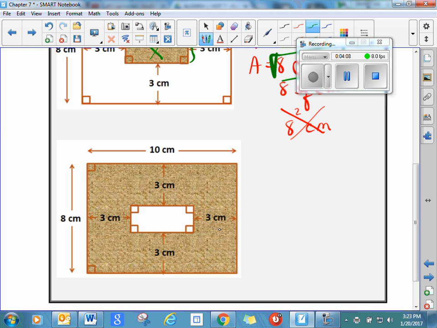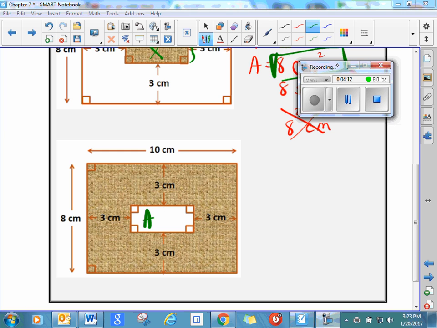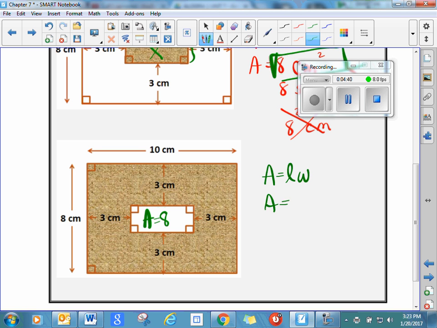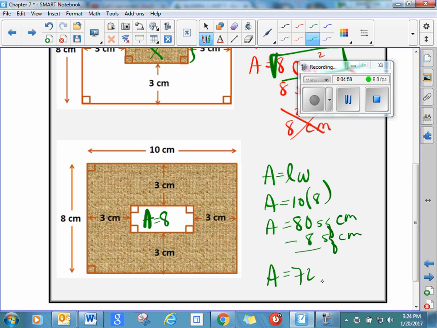I don't like the fat pen, I like the skinny pen. If this area is 8, then if we find the area of the entire big rectangle and subtract out this little bitty guy, it's like we cut a hole, cut him out, that will give us the area of the shaded part that's left over. So that's what we're going to do. Area of the largest rectangle, length times width, which is 10 times 8, which is 80 square centimeters, minus the 8 square centimeters that we're going to cut out, is going to leave us a shaded area of 72 square centimeters. And that's going to be our answer.